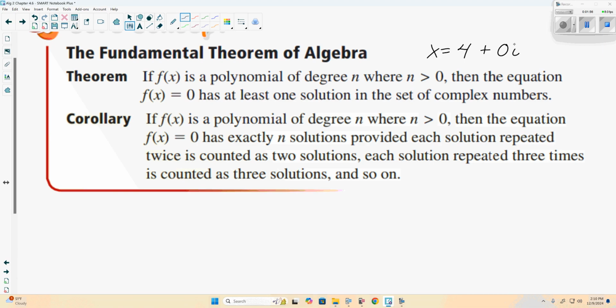Corollary: if f of x is a polynomial function of degree n, where n is greater than 0, then the equation has exactly n solutions. The degree and the number of solutions are going to be the same.